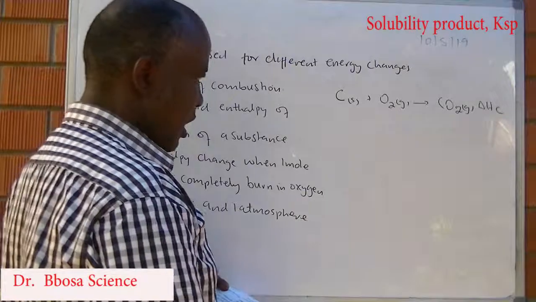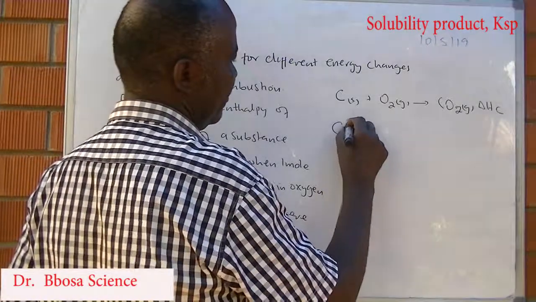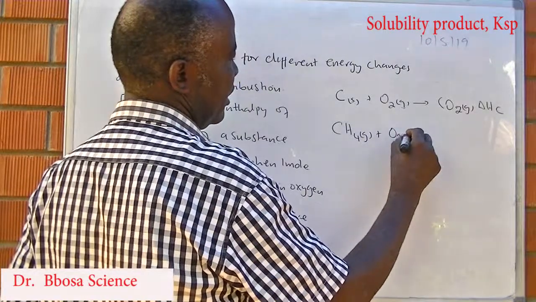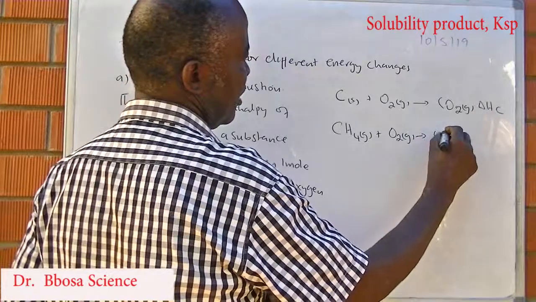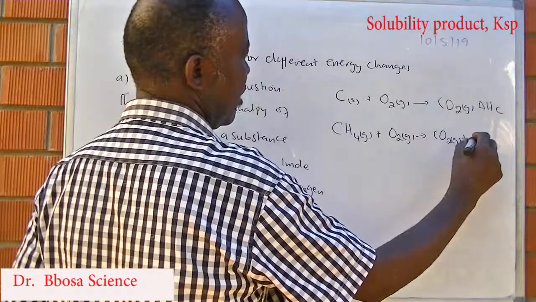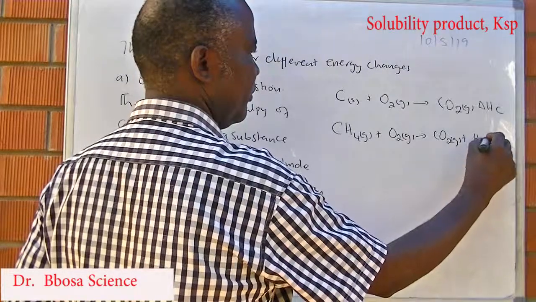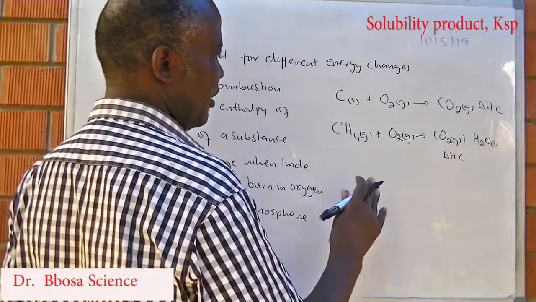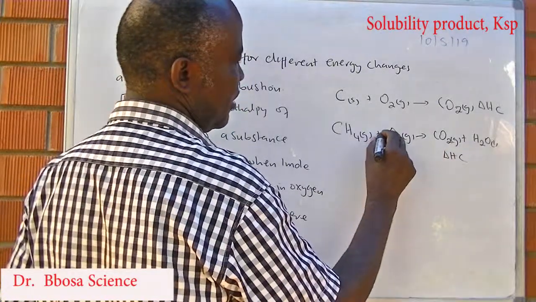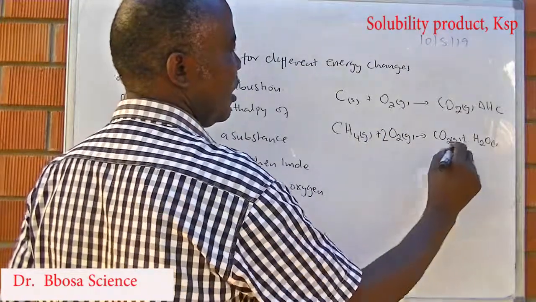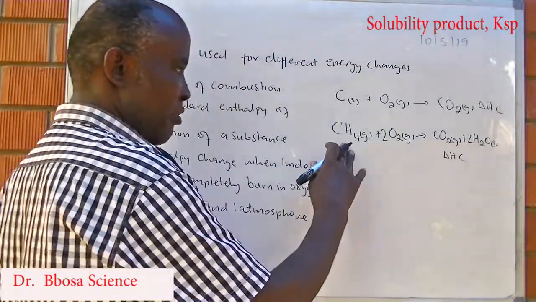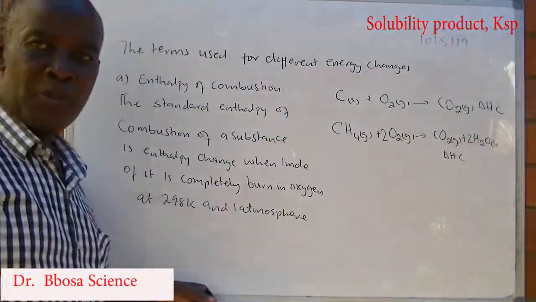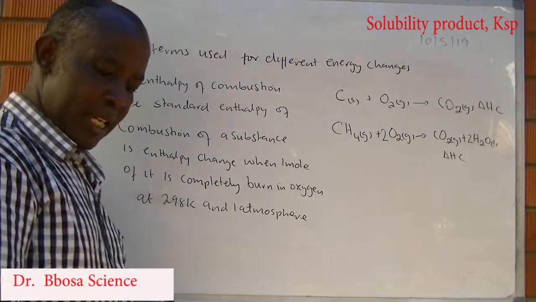that will be enthalpy of combustion of carbon. Methane, CH4 gas plus oxygen gas will give you carbon dioxide gas plus water, liquid. Delta H is enthalpy of combustion. To balance the equation, we put 2 and we put 2. So the enthalpy change when 1 mole of methane is burned in oxygen to give carbon dioxide and the water is enthalpy of combustion of methane.